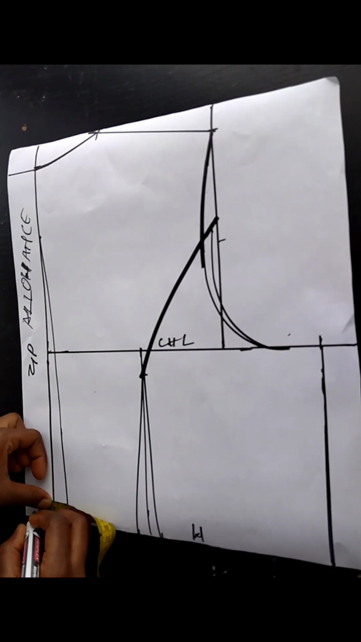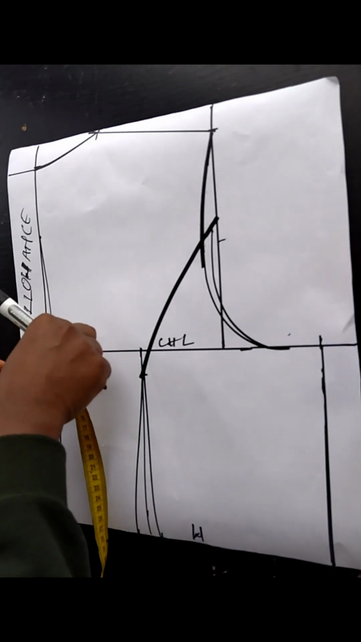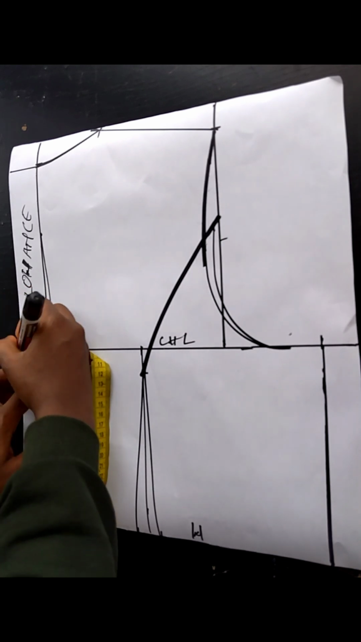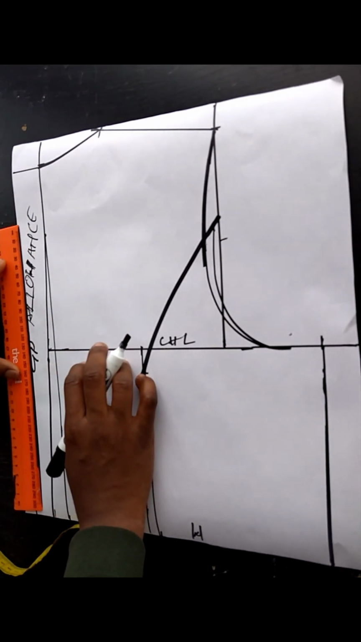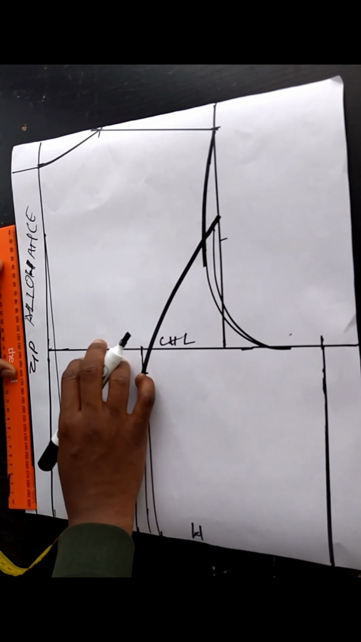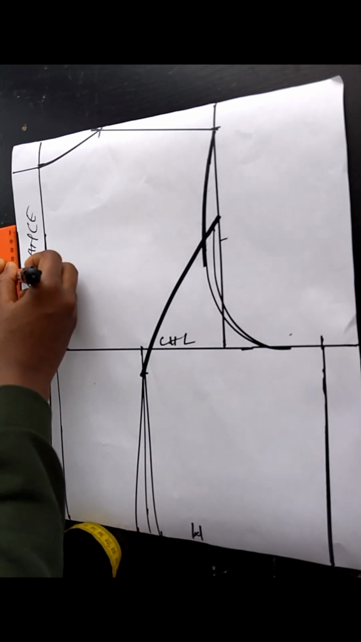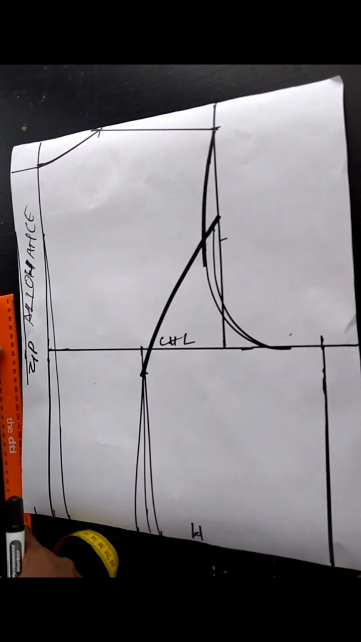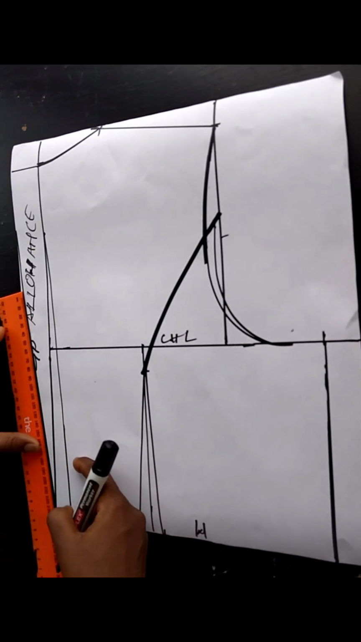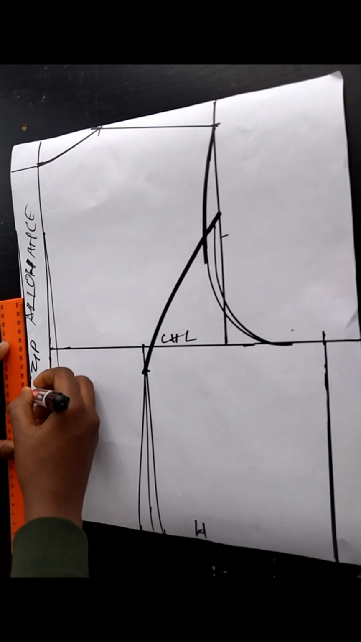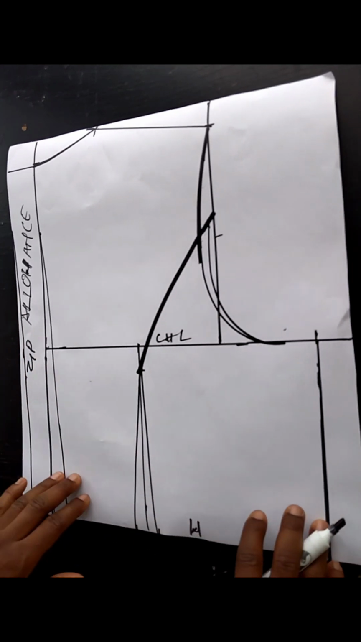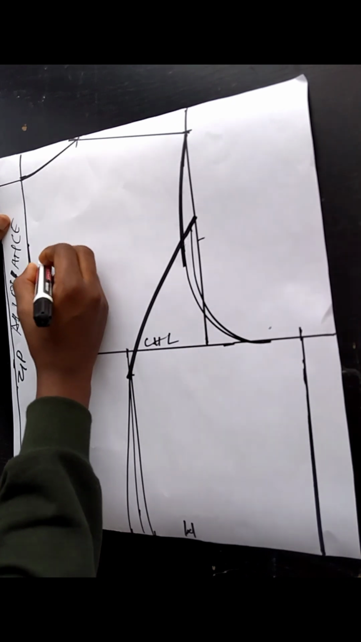Now we are left with the zip allowance. Because of the changes we made to the zip allowance earlier, we have to remark the 1.5 inches again. That is what I'm doing now. Then I'll connect it back. And with that, we are done with the back pattern. We can now cut it out.